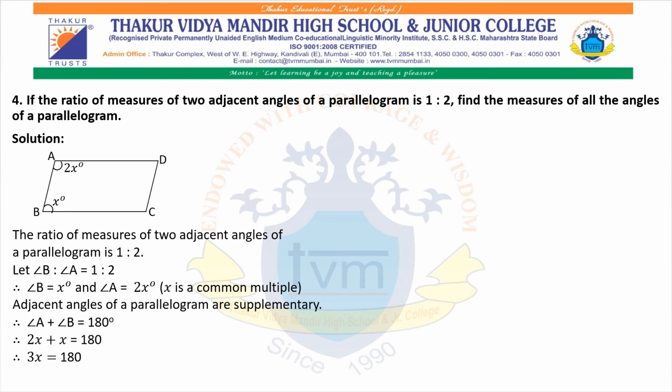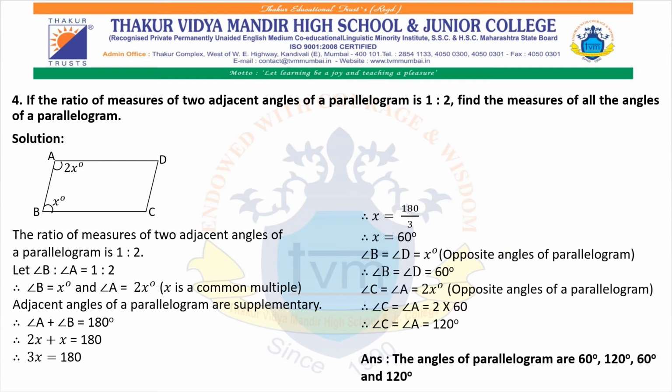Therefore, angle A plus angle B is equal to 180 degrees. So, 2x plus x is equal to 180. Therefore, 3x is equal to 180. Therefore, x is equal to 180 upon 3. x is equal to 60 degrees. Angle B is equal to angle D is equal to x degrees, because opposite angles of a parallelogram are equal. So, angle B is equal to angle D is equal to 60 degrees. Angle C is equal to angle A is equal to 2x degrees, opposite angles of a parallelogram.